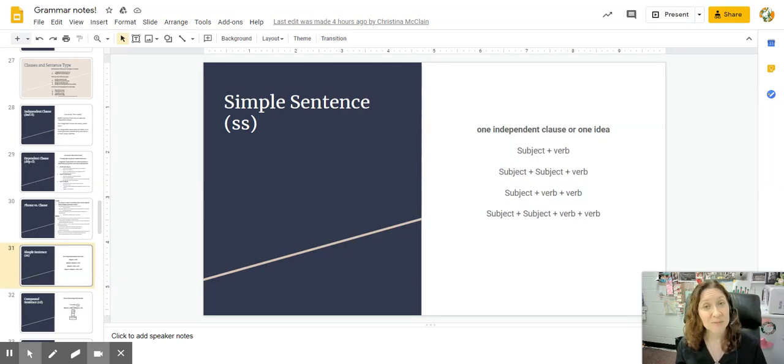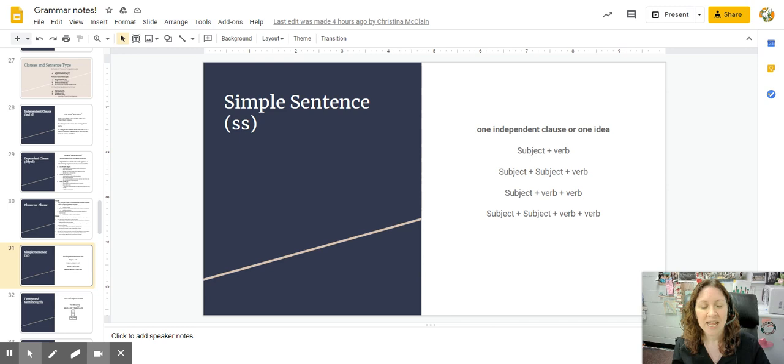Hey guys, and we have finally made it in grammar to putting all of these random words and phrases together into actual sentences. There are four types of sentences. The most basic kind of sentence is called simple, and the simple sentence can look a number of different ways, but at its essence, at its root, it is just one singular idea.